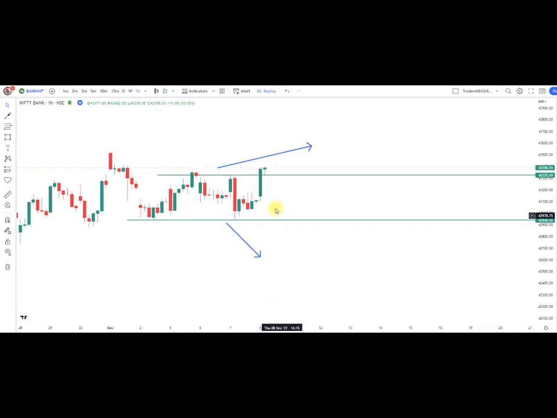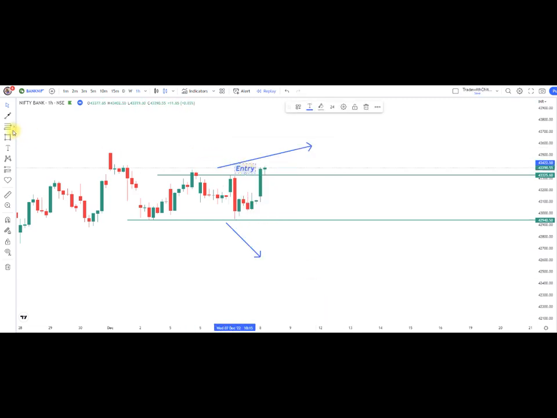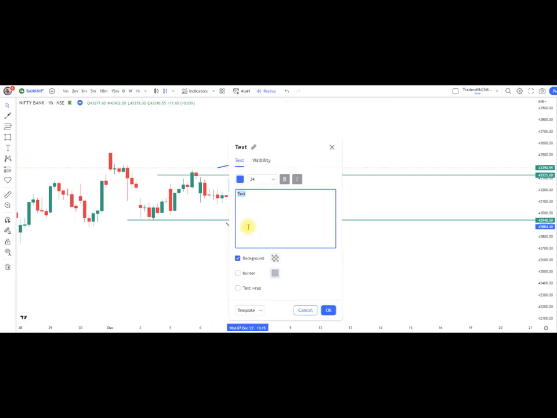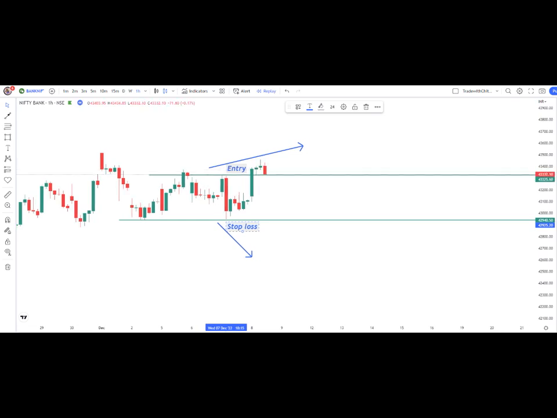We can see that this green candle broke the high of the mother candle, so we can enter into the long trade above this horizontal ray. I will write here. So here is the entry for the long trade, and the stop loss is the low of the mother candle. This is the stop loss. So we are into the long trade now.